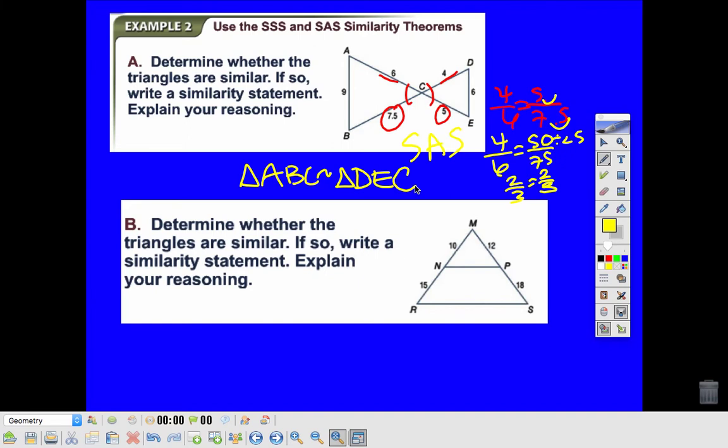Okay, so determine whether the triangles are similar. If so, write it. So we've got two different triangles going on here. We've got a small one, and then we have this bigger one. So be careful, you've got to add these sides together to get it. We share an angle right here, so we can look at side, angle, side.